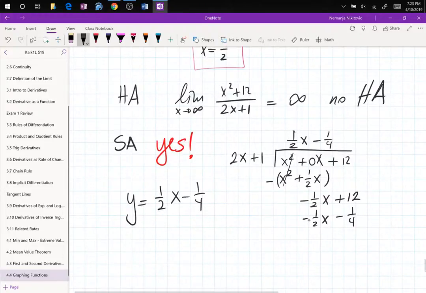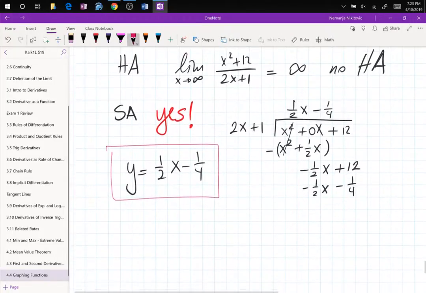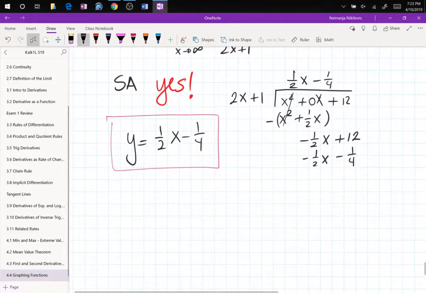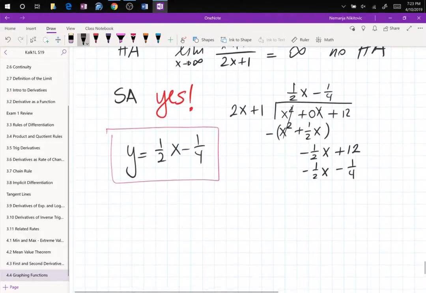It's kind of a shame that I only have one example in the book, so you're probably going to run into more in the homework online. If you want, I can come up with a few of these for you to enjoy. But we do have a slant asymptote, and we also have a vertical asymptote, so that's great.